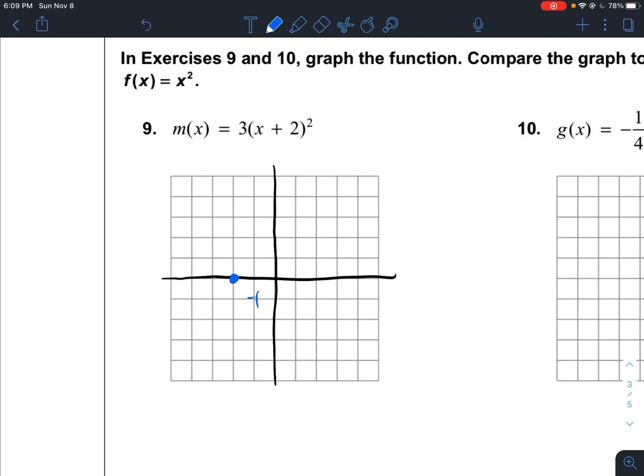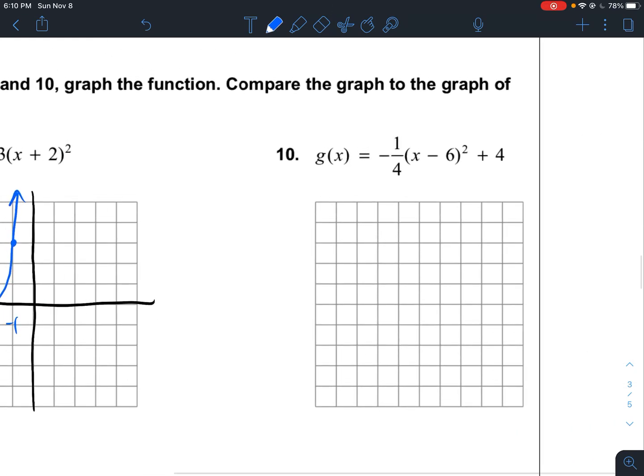So let's find out what the value of y is when x is negative 1. So m of negative 1 is equal to 3 times (negative 1 plus 2) squared. So that's equal to 3 times 1 squared. So that's just going to be 3. So 1, 2, 3, right there, and that's what our graph should look like.